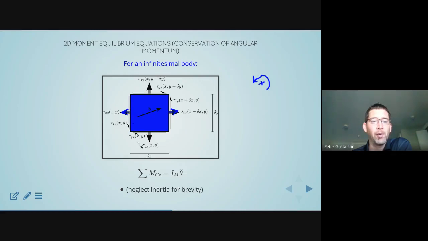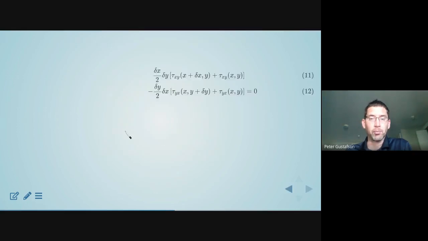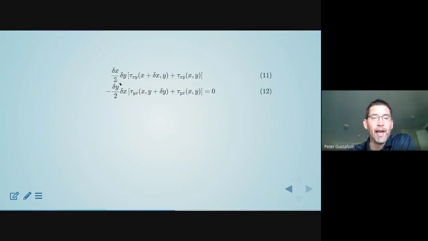Tau xy contributes a positive moment, tau yx contributes a negative moment, and they have the same moment arm as we had previously expressed. So in the end, this is what we get. These are what you gave me, absolutely 100% spot on. So delta y, delta x over 2, tau xy at x plus dx plus tau xy at x, and then you subtract off delta x times delta y over 2, tau yx at y plus dy plus tau yx at y. And since we neglected inertia, we don't have to neglect inertia, but we're going to here, we're going to say that this is equal to 0. I have a question. Sure.